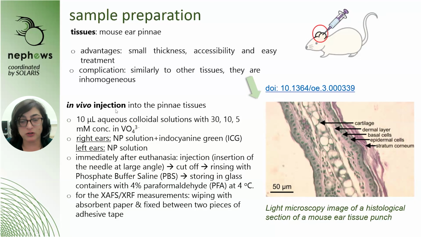The in vivo injection took place immediately after euthanasia. Then the ears were cut off, they were rinsed with phosphate buffer saline, and they were stored in glass containers with 4% paraformaldehyde at 4 degrees Celsius. For the XAFS and XRF measurements at the synchrotron, we just wiped the tissues with absorbent paper, and we fixed them between 2 pieces of adhesive tape.